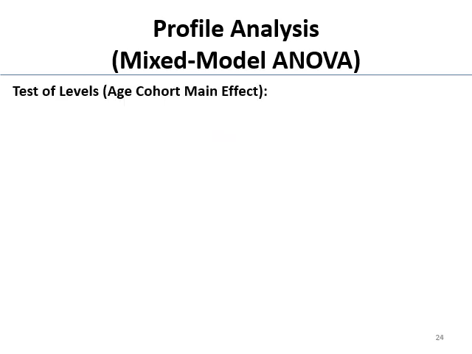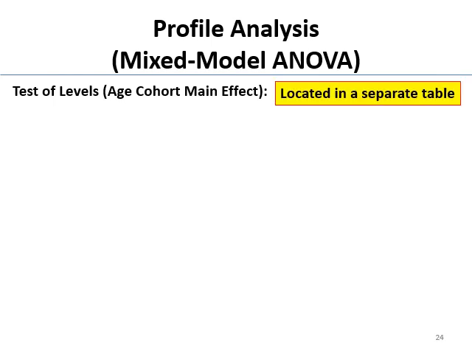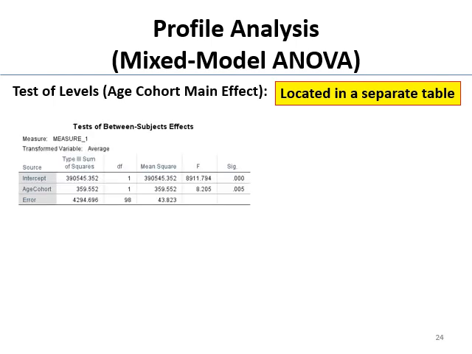So finally, we get to the test of levels. That is the age cohort main effect. That is the main effect of the between subjects independent variable. It is located in a separate table. So this is super confusing, but basically the next thing you run into is this thing called tests of between subject effects. And it's not a very big table, so it's easy to miss. It's only got three rows. Tests of between subject effects.